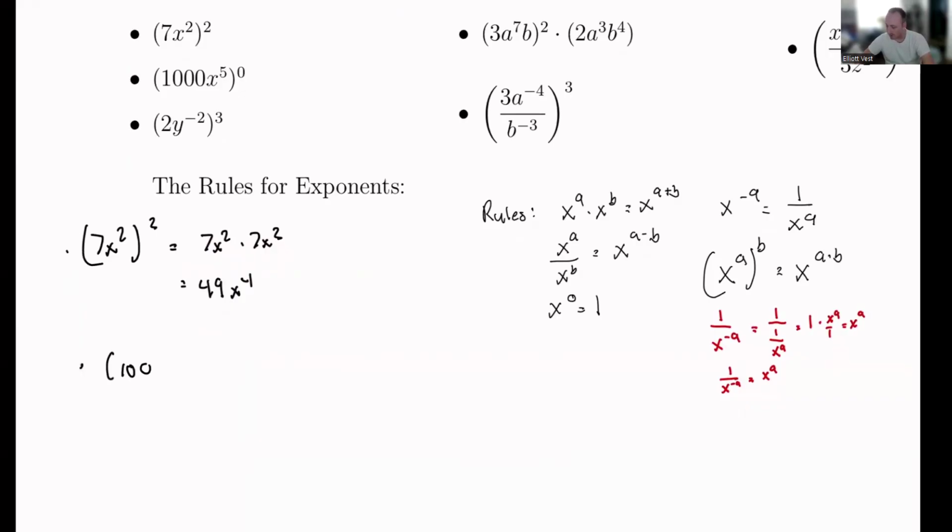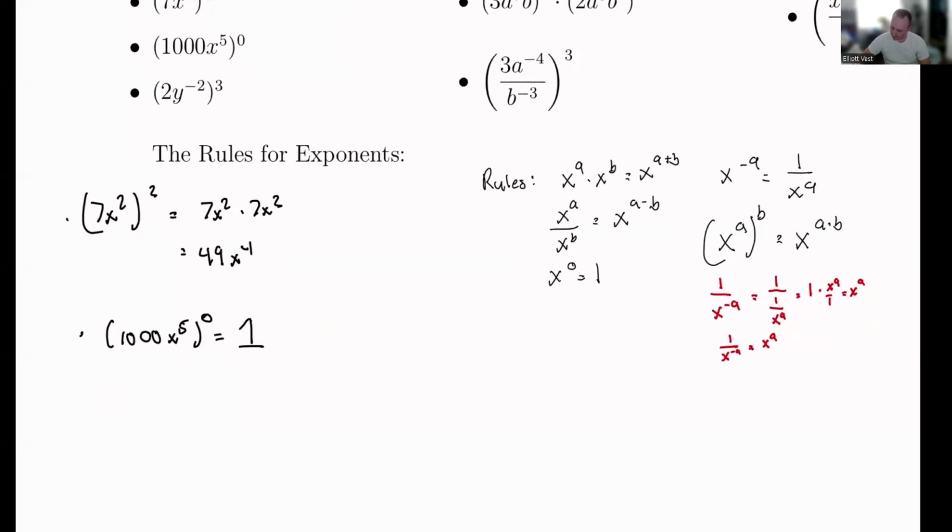All right. Oh man, 1000 x to the fifth to the 0 power. This is going to be a huge number. Oh wait, no, it's to the 0 power. It's 1. You should be so happy whenever you see these problems. Anything to the 0 power is 1.